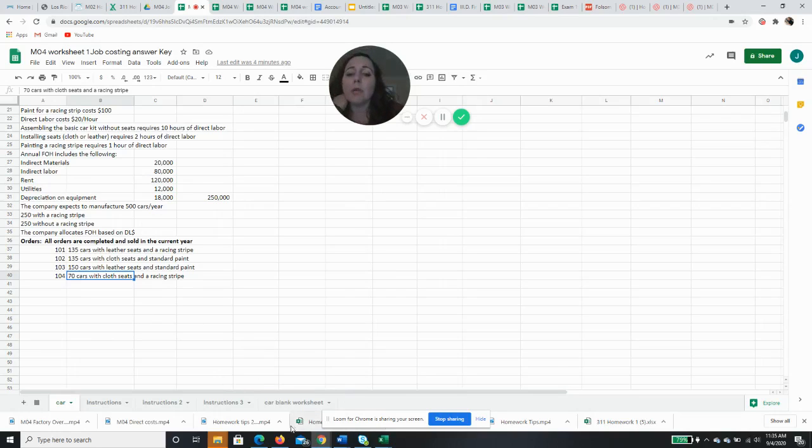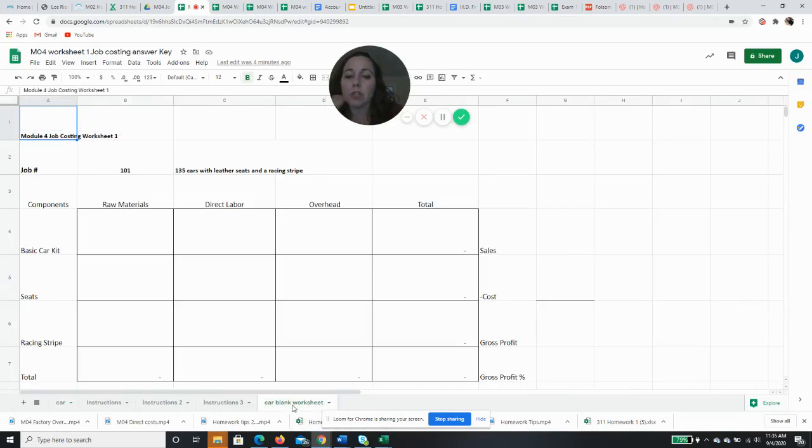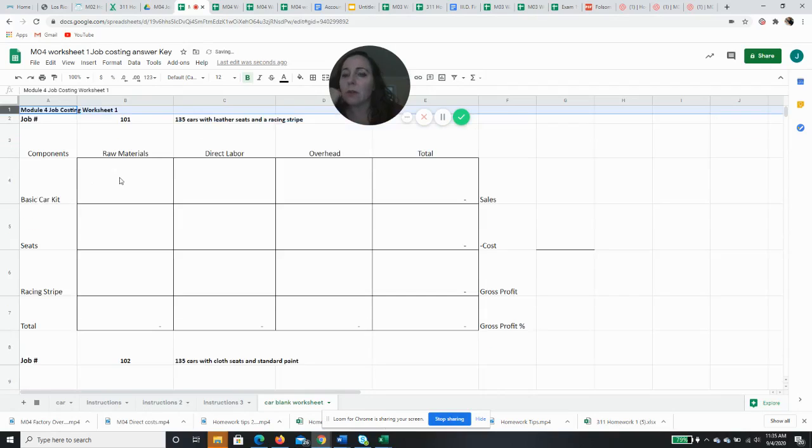Okay, so we're going to go to our car blank worksheet. And this is where we are going to be able to, I'm just going to make some of these smaller. And I like to put the costs in these boxes. If you have a different way you want to do that, that's totally fine. But this is kind of what works for me.